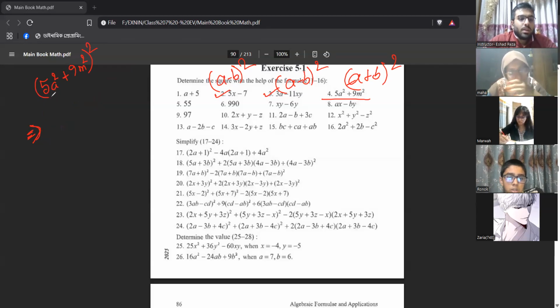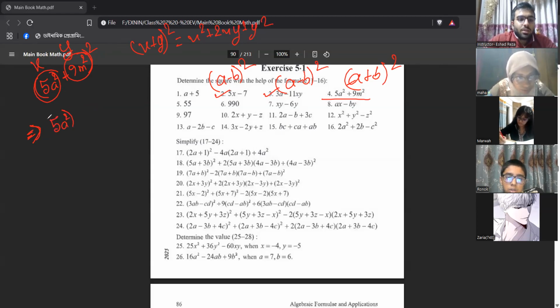So now, we're going to treat this as the first variable, a. Or since a already exists, I'm going to write it as x, and I'm going to say that this variable is y. So instead of a and b, I'm writing x plus y. The formula is still the same, right? x square plus 2xy plus y square. So what is x square? x square is 5a square whole square. What is x? x is 5a square. What is y? y is 9m square. And then we have y square. What is y? y is 9m square whole square.